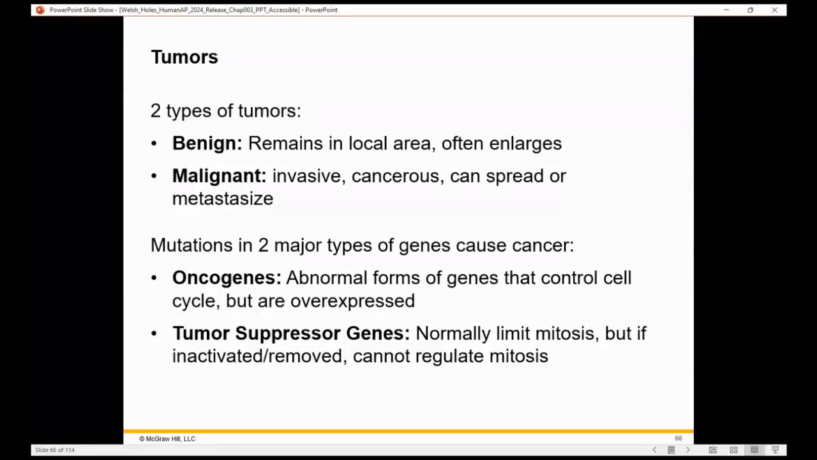Okay, there's two types of tumors. There's benign and malignant. Benign tumors remain in the local area, and they often enlarge. Malignant are invasive, or what we call cancers, and they can spread or metastasize.